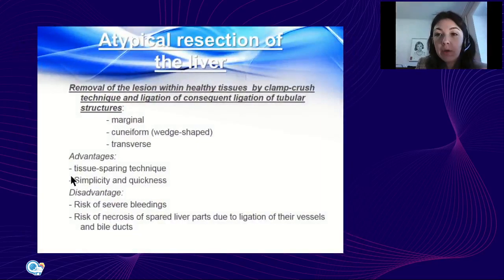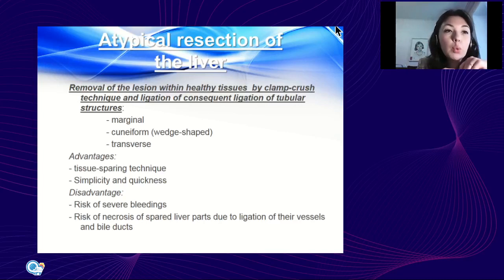So atypical resection of the liver, it is removal of the lesion within healthy tissues by clamp crush technique and ligation of consequent tubular structures. So we do not follow anatomic structure. Yes, we just know that there is a pathological focus, there is a lesion, we need to remove it, and certainly we do it within healthy tissues.